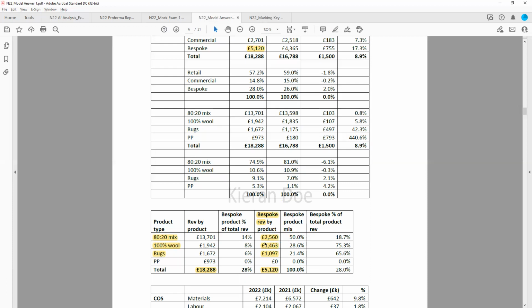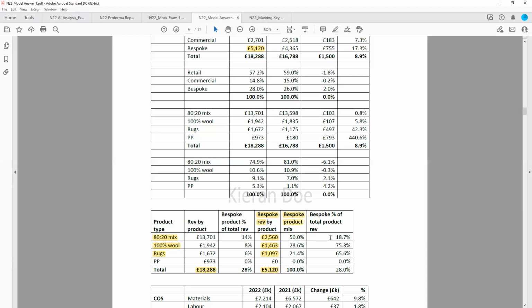And you can see that 50% of bespoke revenue is of 80/20 products. 28.6% is 100% wool, and 21.4% is rugs. So you can see, and as we would expect, and as we saw in the AI, when you look at bespoke revenue, actually only 50% of it is of 80/20, and half of it is of these more luxurious products. So you can see that it's quite different from the overall business, and as you would expect, because bespoke clients prefer these more expensive, more luxurious products, the wool and the rugs.